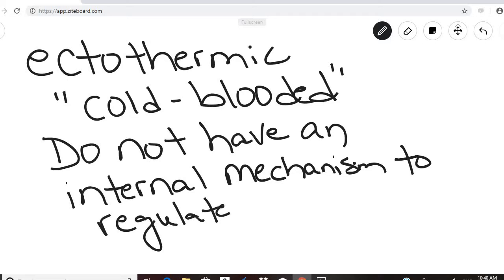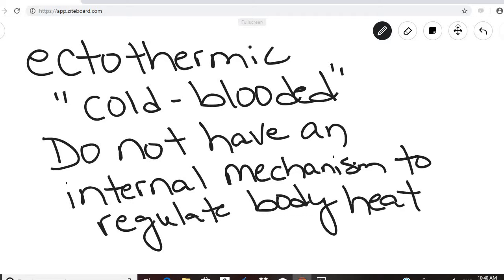So in other words, their body temperature will vary with the outside environment because they don't have a way of regulating that internally like we do. We are not cold-blooded. We have a part of our brain that's called the hypothalamus that helps to regulate our body temperature. Okay, last thing that we will do in this module then is class Amphibia.